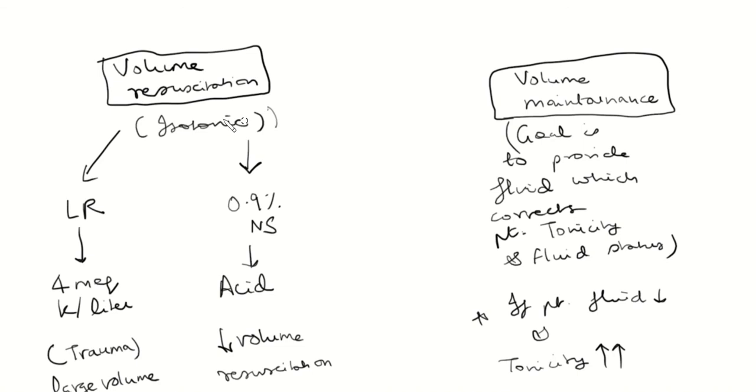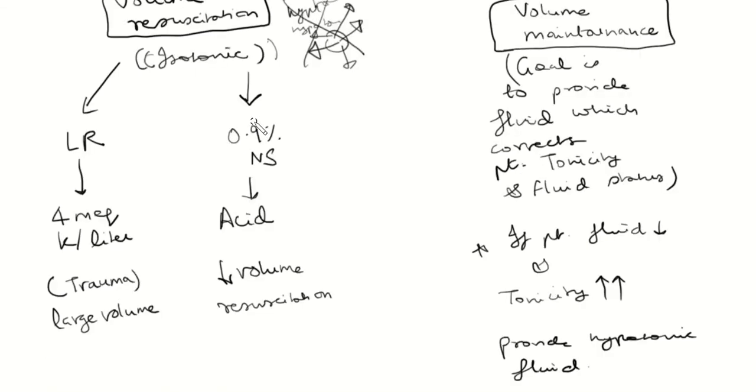Prefer isotonic solutions. Why? If you give big volumes of hypotonic or hypertonic solutions, what will happen? Huge movements of fluids in and out of the cell. Not good. You can kill somebody very quickly if you do that. So when you're volume resuscitating, isotonic is the name of the game.